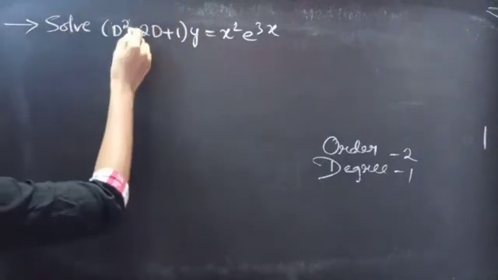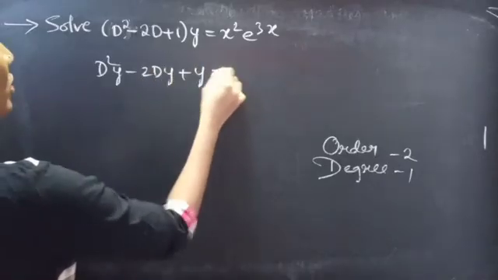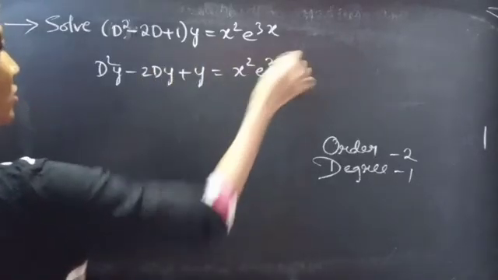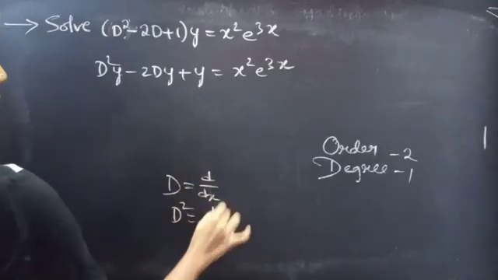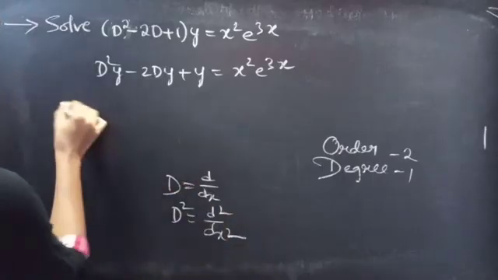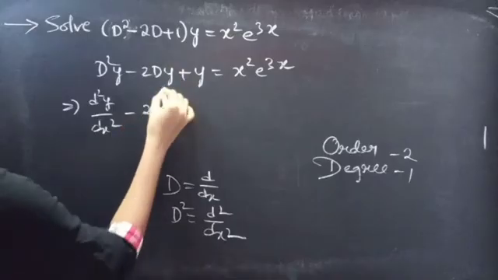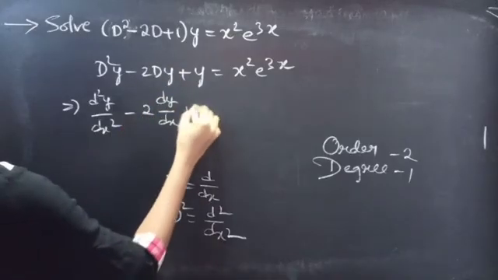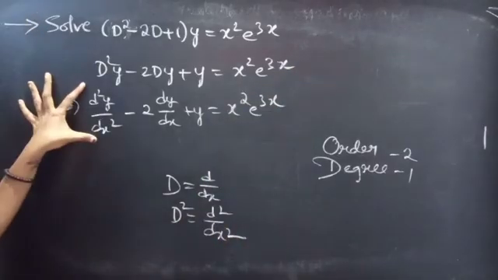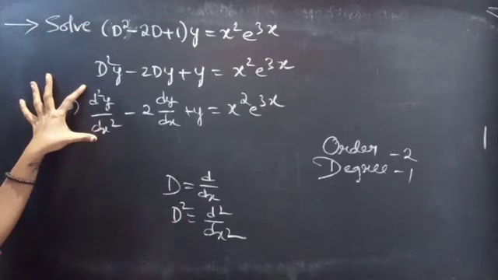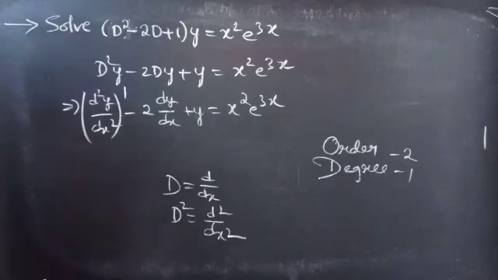Or just write the given differential equation as D²y − 2Dy + y = x² e^(3x). We know that D is a differential operator. Then D² will be d²/dx². So we can write D²y as d²y/dx² minus 2 into, write Dy as dy/dx, plus y equals the RHS. Here d²y/dx² is the highest derivative, so our order will be 2, and the highest power of the highest derivative is the degree. Degree is 1. Now coming to the problem.